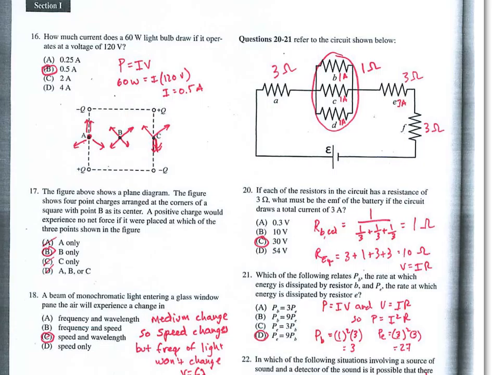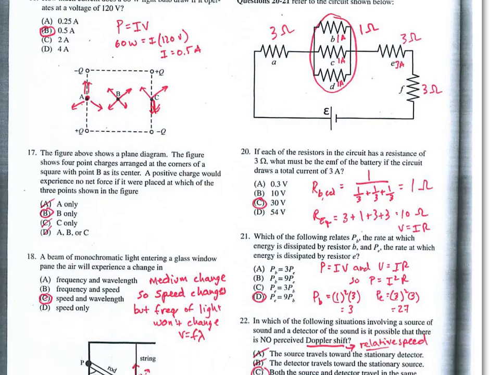So first thing we do here is we look at B, C, and D. Since all 3 of those are in parallel, we use our parallel resistance equation to get a total resistance of 1 ohm. And then we can essentially say that that 1 ohm is now in series with A, E, and F. So 3 plus 1 plus 3 plus 3 is 10 ohms. So 3 amps times 10 ohms gives us a total voltage of 30 volts.